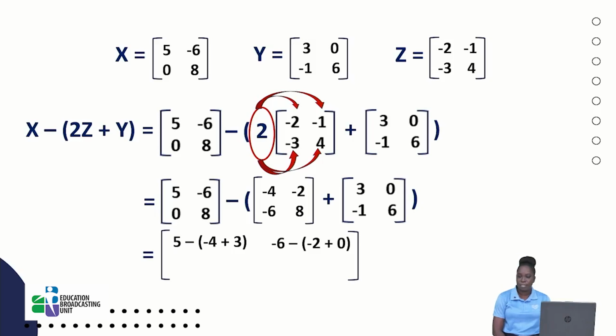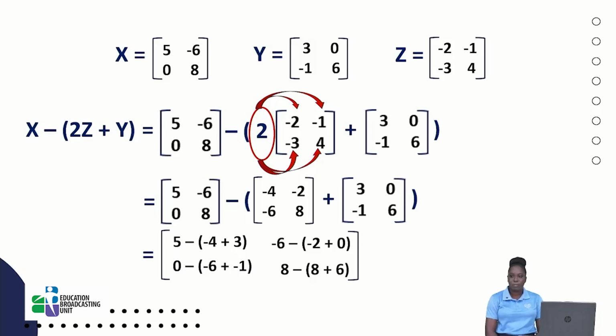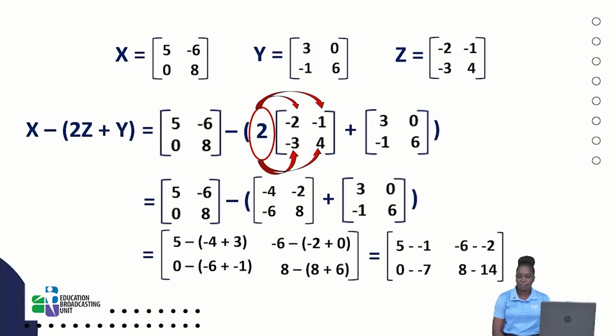And we'll do that for the first row, second column, negative 6 minus (negative 2 plus 0). Then 0 minus (negative 6 plus negative 1). And finally, 8 minus (8 plus 6). So we'll have to work the brackets, and we can rewrite each of these positions as 5 minus negative 1, because negative 4 plus 3 is negative 1. Second column, first row, negative 6 minus negative 2, because negative 2 plus 0 is negative 2.